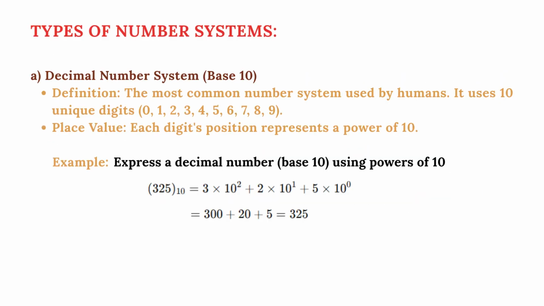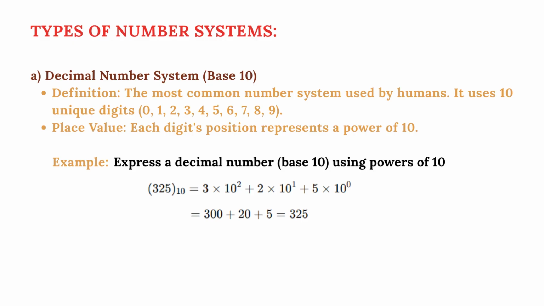Now that we understand why number systems are so important, let's look at the four main types we will encounter in digital electronics. First up, we have the decimal number system, also known as base 10, the most common number system used by humans. It uses 10 unique digits. They are 0, 1, 2, 3, 4, 5, 6, 7, 8, 9. Each digit's position represents a power of 10.